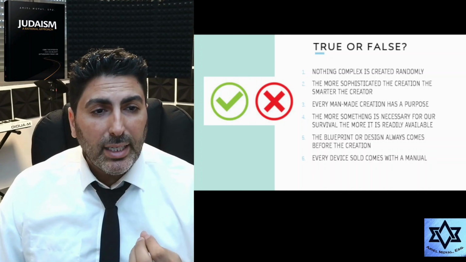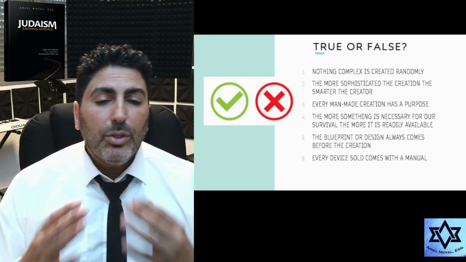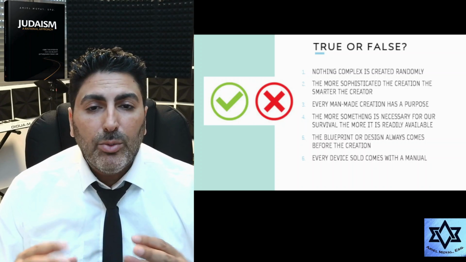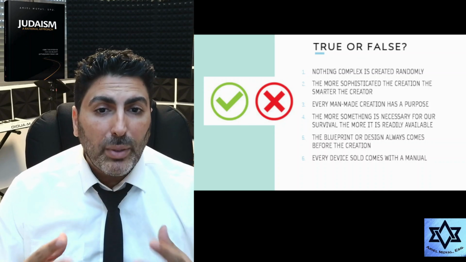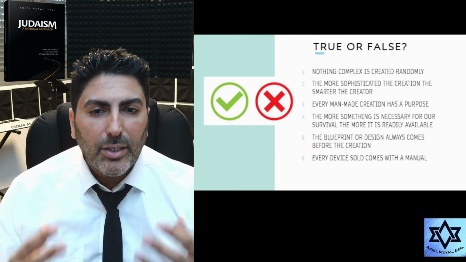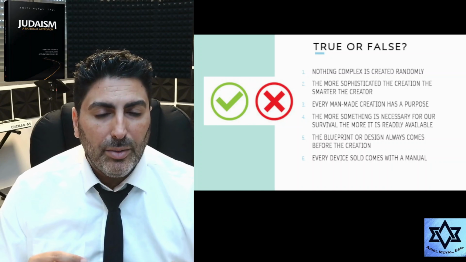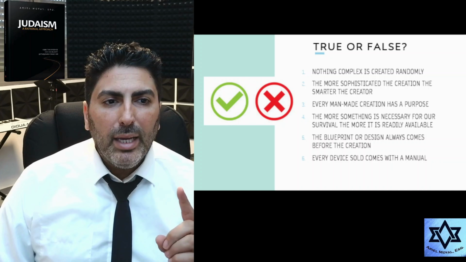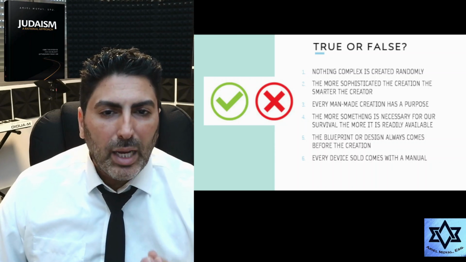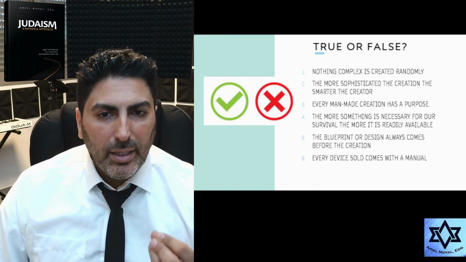The more sophisticated the creation, the smarter the creator. So the person who created the camera or the microphone that I'm speaking to had to have studied a lot more, and it's a lot more complicated an invention than a plastic cup. So the more complicated the creation is, the more it tells us about the level of intelligence of the creator. True or false? Every man-made creation has a purpose. Everything that man has invented has some type of purpose. If someone builds a chair or a table or a washing machine, it's not random.